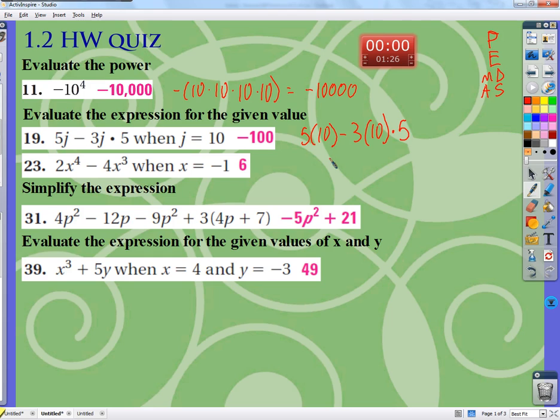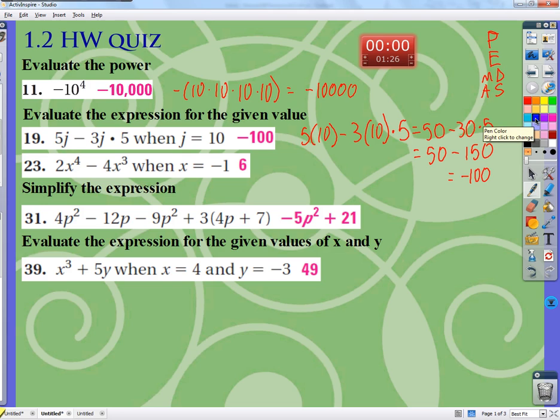There's not even any division to make this complicated at all. Just multiply these together, 50. Multiply these together, so minus 30. We still have some multiplying to do. 5, so almost done. 50 minus 150. And now the multiplication has been done, and we'll do the subtraction now. Negative 100.